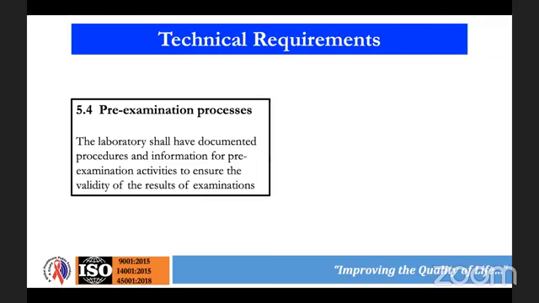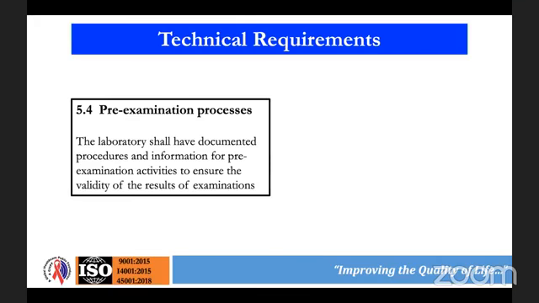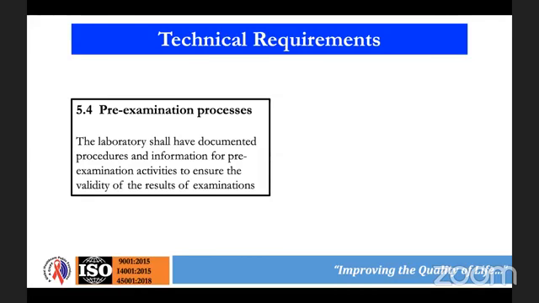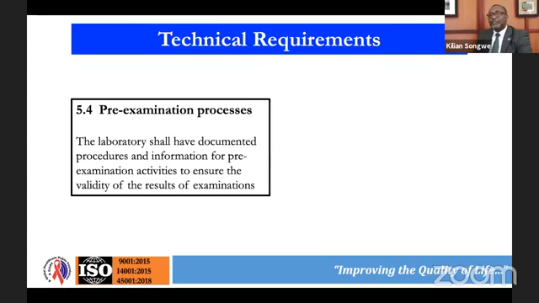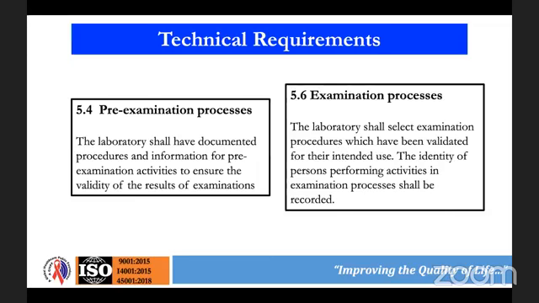So, going back onto ISO 15189, there are actually 3 big areas in ISO 15189 that have to be looked at. The first one being the pre-examination processes. And when we go out of the standard, it basically says the laboratory shall have documented procedures and information for pre-examination activities to ensure validity of results of examination. Validity, that's a very big thing.